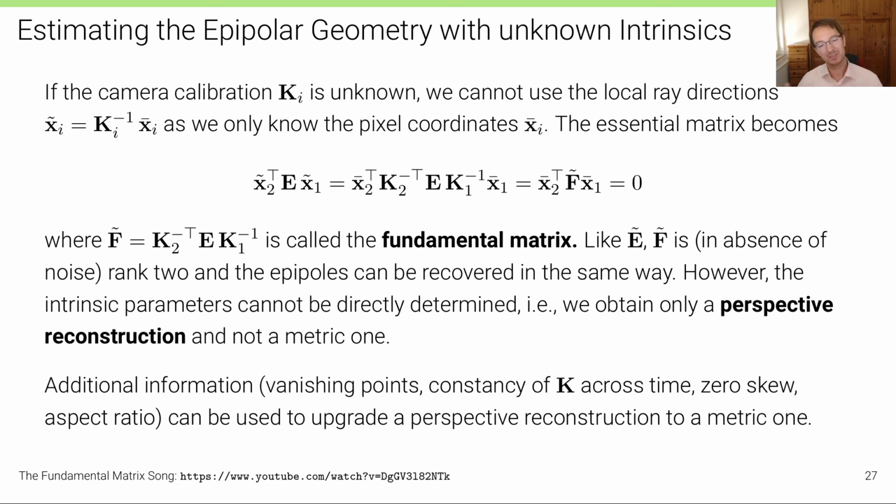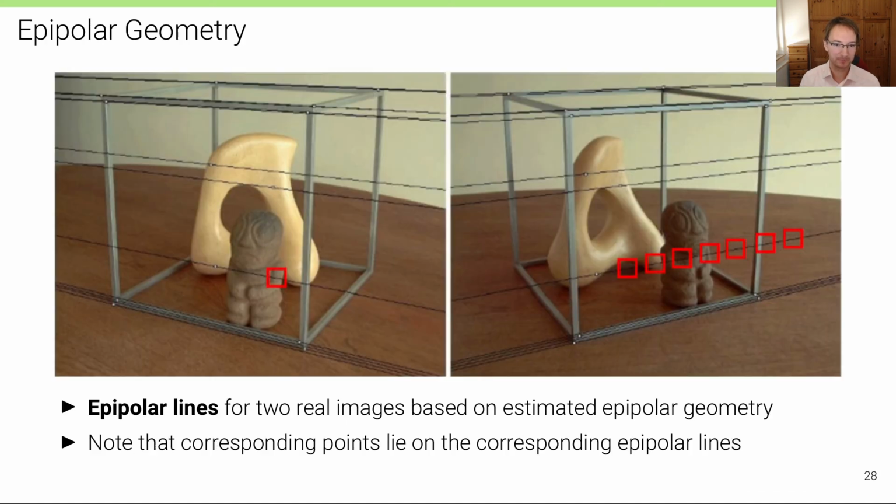But if you have some additional information like vanishing points, or you know that K is constant across time for all the frames you have, so there's some information about the intrinsics, then you can actually upgrade the perspective reconstruction to a proper metric one, and there's a couple of papers on this topic as well.